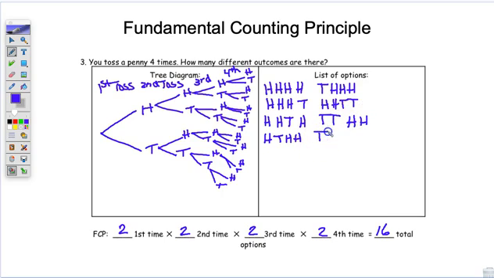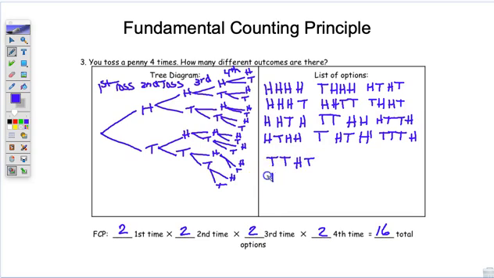Again, T stands for tails and H stands for heads. So you can see I've started to list all these out. I still have quite a few more to actually list. But I will try to get them all in here. And if you're wondering what the very last one should be, it should be the same as the first one, except it will be all tails. And there's the last one, 4 tails.